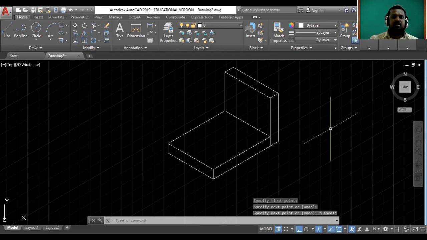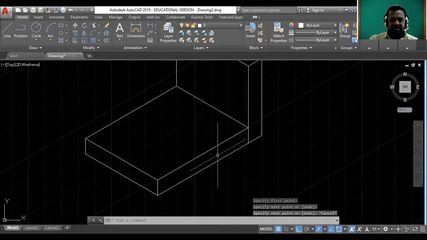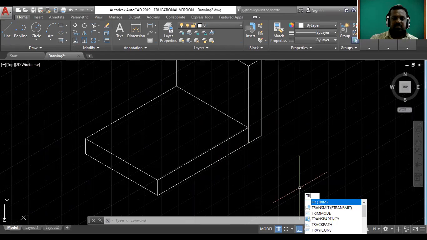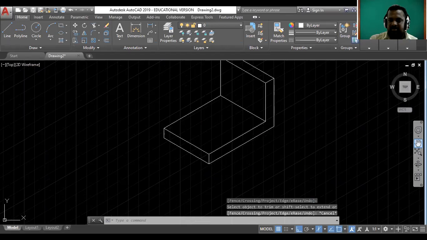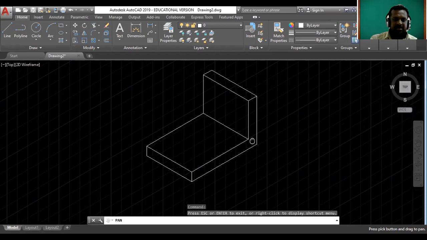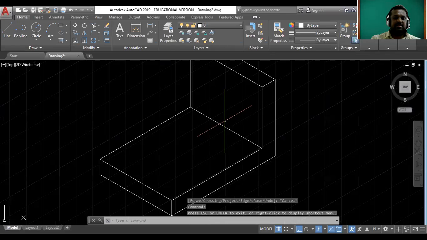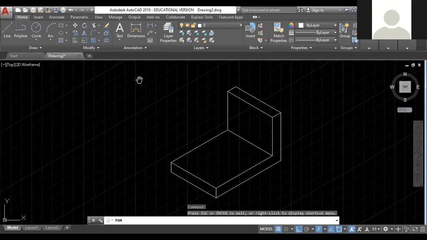Again, I think this portion, this line, is not required, no? So TR, double enter, and select this. Okay. Now see here, that outside portion is completed. Outside portion is complete. Yes, it is correct.